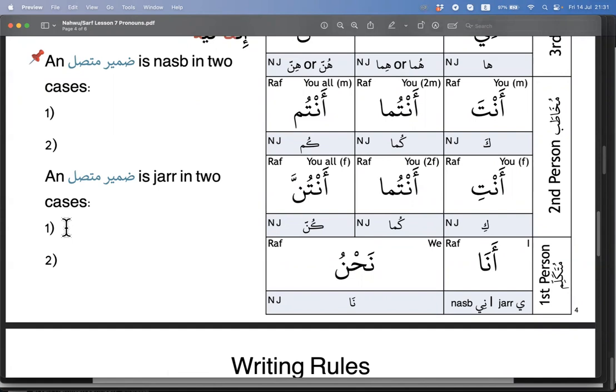When you have an idafa, right? When an attached pronoun is attached to an ism, that's number one. Attached to an ism, it becomes idafa, so it's a mudaf ilaihi, so it's jar. The second one is the one that we just learned here.